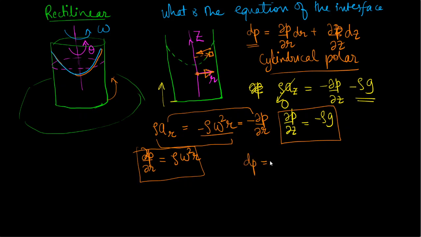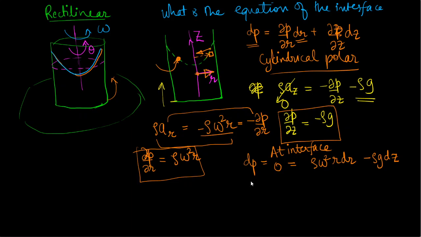So we have dp, and again at the given interface dp will be 0. At the interface dp will be 0, meaning the choice of r and z on the interface will be such that we always lie on the interface. R and z cannot be arbitrarily chosen. Okay, so dp equal to 0 at the interface. This implies this equal to del p del r times dr, so rho omega square r dr plus del p del z dz. So del p del z is minus rho g dz.